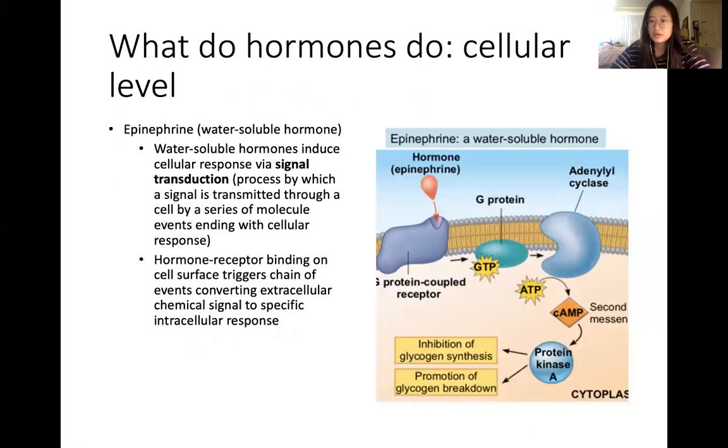So what do hormones do at a cellular level? We're going to look at a water-soluble hormone, an example is epinephrine. Water-soluble hormones induce a cellular response via signal transduction, which is a process by which a signal is transmitted through a cell by a series of molecular events ending with a cellular response. Hormone receptor binding on the cell surface triggers a chain of events converting an extracellular chemical signal to a specific intracellular response.